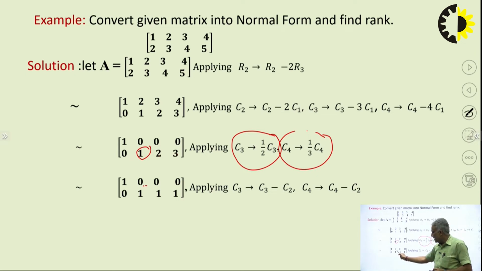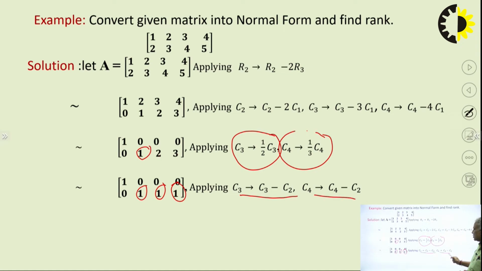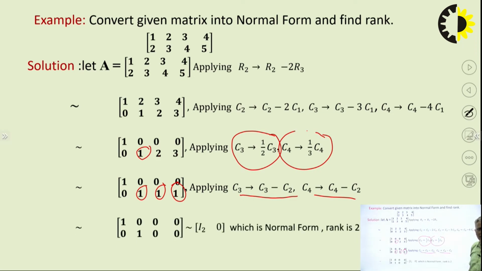With the help of this element, this reduces to 0 and this reduces to 0 by applying the column operations c3 arrow c3 minus c2, c4 arrow c4 minus c2. So in this way we can find the solution of the problem and how to calculate the rank of this matrix, right?